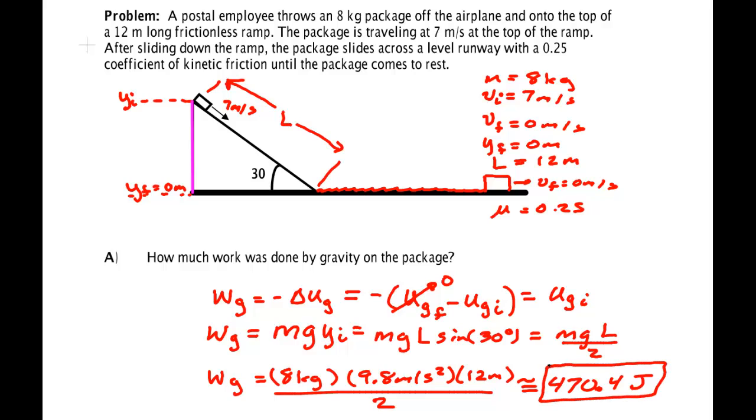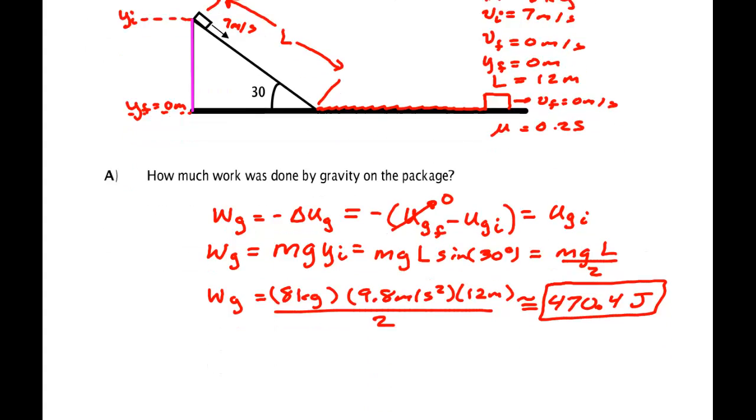Of course it's positive work. That tells us that gravity is trying to speed the block up. So as the block goes to the bottom, it's going to be going faster than it was initially. Let's do the next part.